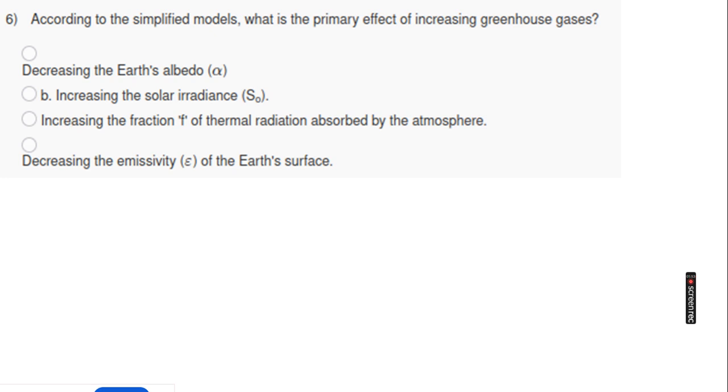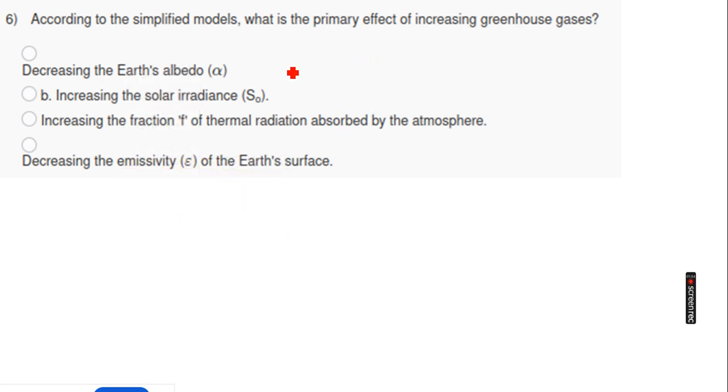Now, according to the simplified models, what is the primary effect of increasing greenhouse gases? What is the effect of increasing greenhouse gases? If we increase the greenhouse gas, what will happen? Decreasing the Earth's albedo, increasing the solar irradiance, increasing the fraction of thermal radiation absorbed by the atmosphere, decreasing the emissivity of the Earth's surface. Which will be the correct answer?